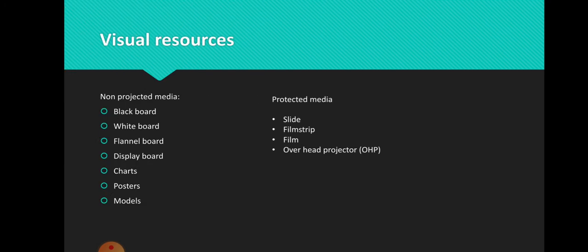What are those visual resources? In case of visual resources, there are two categories. One is non-projected media, another is projected media. Now, let us know what those non-projected media are. In the classroom we have the blackboard, the whiteboard, the flannel board. Also, we have the display board. We can also have charts. We can also make posters. Also, we can create some models. So these are the categories which fall into non-projected media.